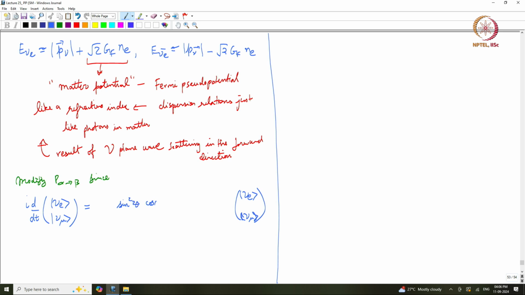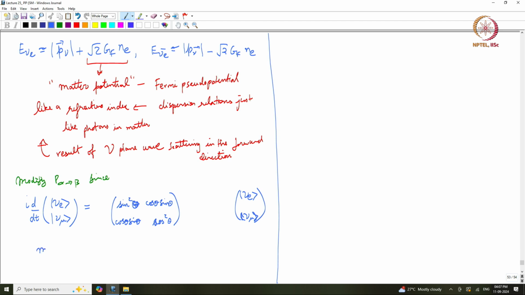Okay, so you might wonder why is there a sine square theta here. We started with just cos theta sin theta. Why do you have cos square, sin square theta? Because this is not the mixing matrix. We are not just writing the mixing angles. We are going back and writing the Hamiltonian in terms of the flavor eigenstates now. That is why it has this weird structure.